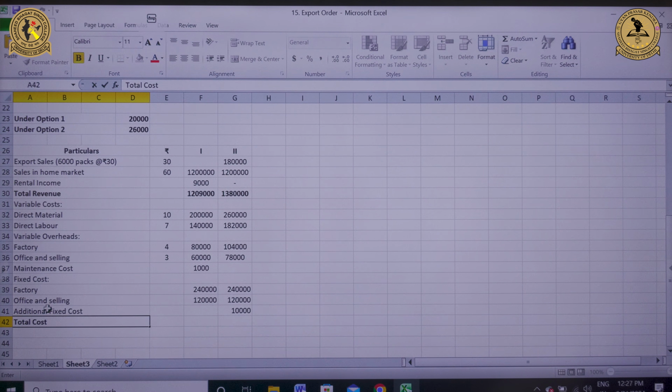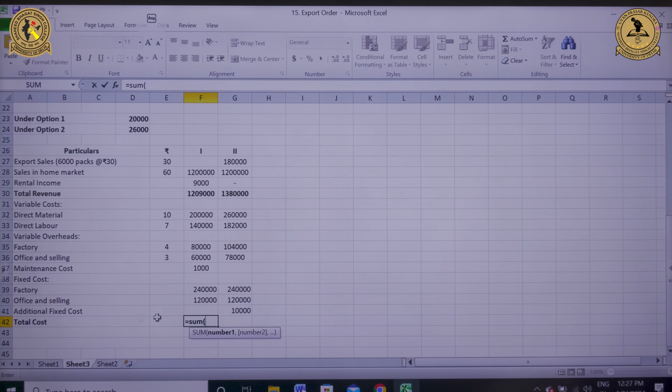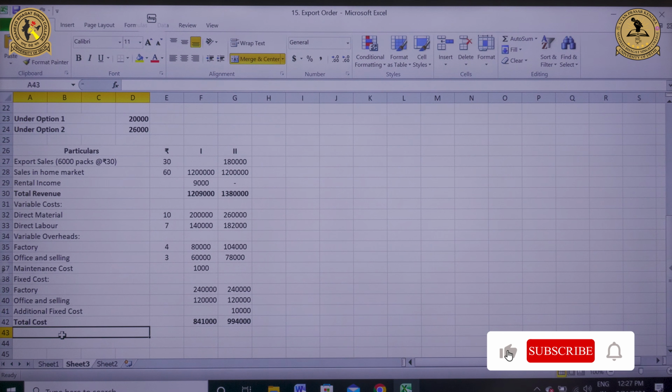Now I need to total it. Total cost equals to sum. Select all these values ranging from F32 till F41 and press enter. It comes out to be 8,41,000. Simply drag it for option 2 as well. It comes out to be 9,94,000.